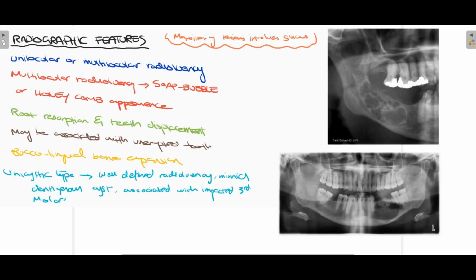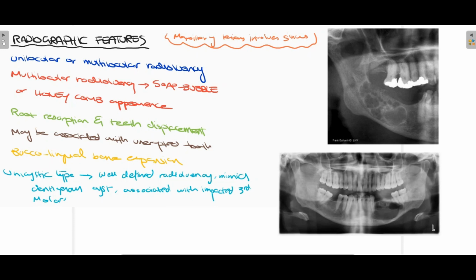Now moving on towards the radiographical features of ameloblastoma, in these two radiographical pictures you can see a patient who may be suspected of suffering from ameloblastoma. These radiographical features will help us in achieving our definitive diagnosis. Now ameloblastoma can be either unilocular or multilocular. The multilocular type is more common, in more than 50% of patients. If a patient has multilocular radiolucency in the mandible, as you can see in this picture, it can be referred to as soap bubble appearance or honeycomb appearance.